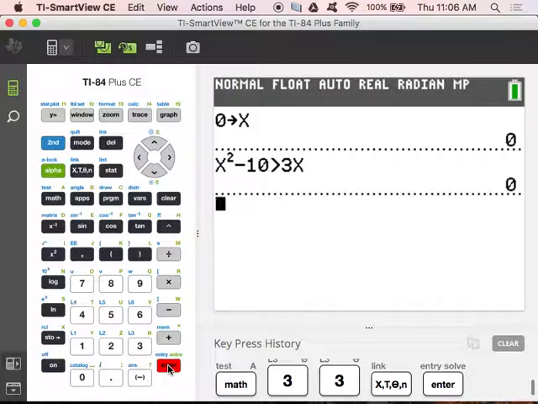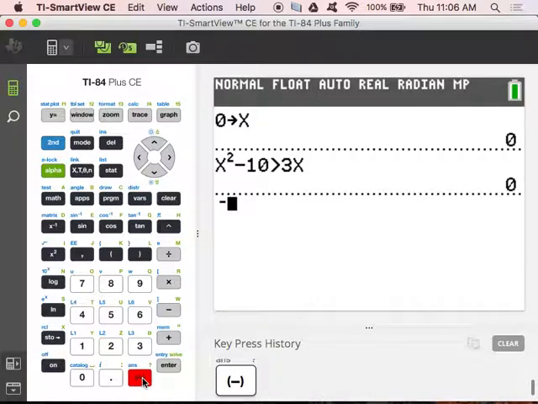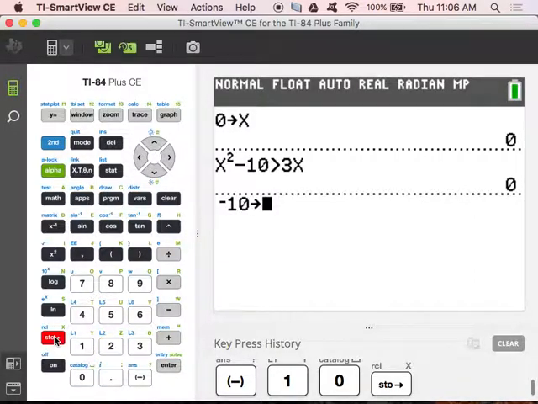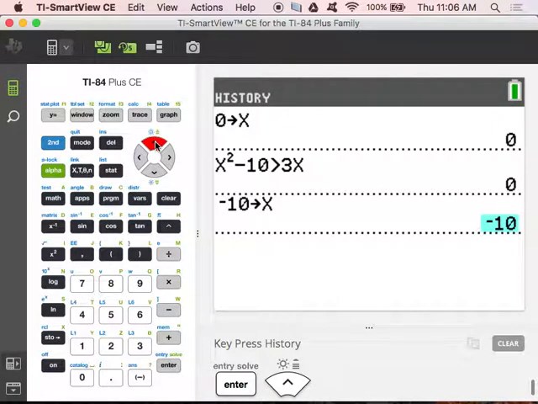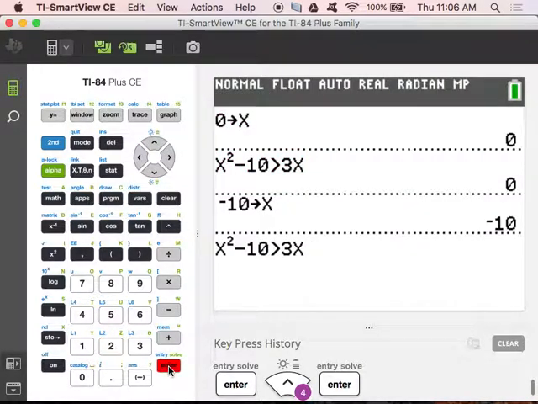Question, Pete. How do you get the greater than or less than sign? It's test. So it's second math. Okay. So again, initially typing the function in can be a pain in the butt, but you never have to type the function in again. If I want to test negative 10, I just go the opposite of 10, store x, enter, and then go back up to that function you already typed in, hit enter again, oh, that's true.